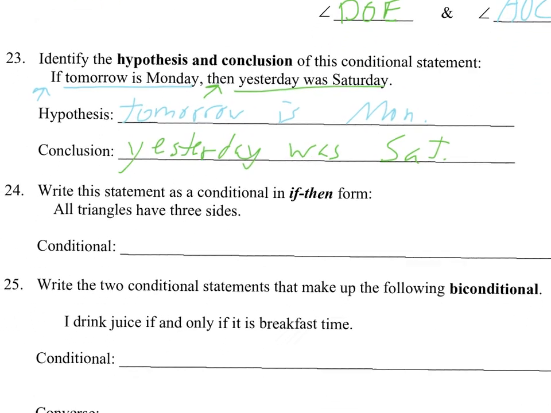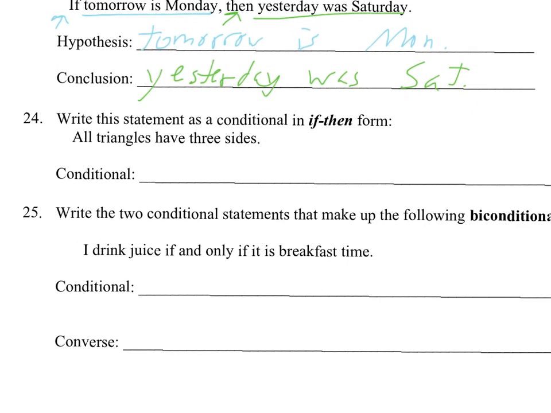Okay, next up, we're going to write this conditional statement in if-then format. All triangles have 3 sides. So we're going to first find the hypothesis. So we're going to go ahead and say that all triangles. So we're going to say if a figure is a triangle, then it has 3 sides.